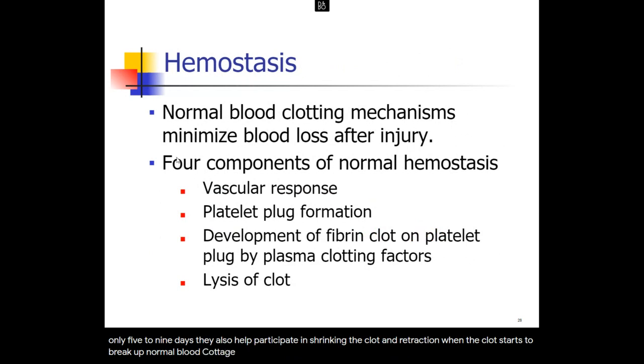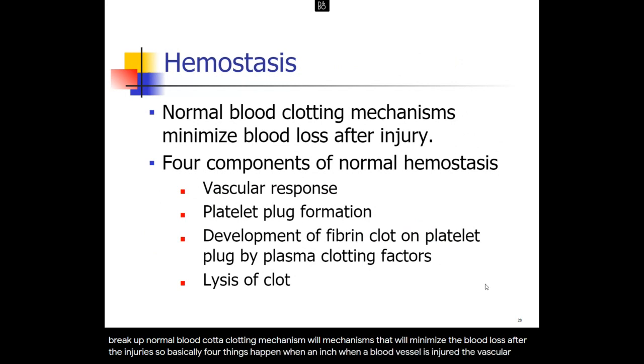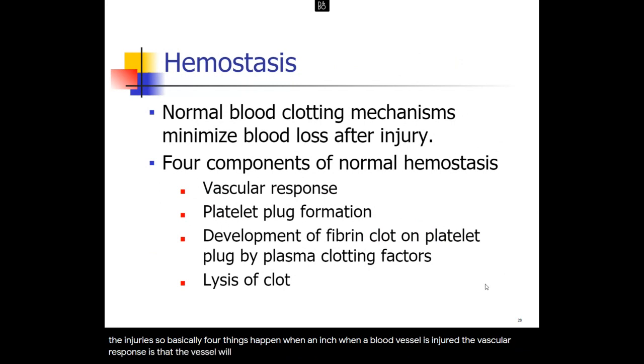Normal blood clotting mechanisms will minimize the blood loss after the injury. So basically 4 things happen when a blood vessel is injured. The vascular response is that the vessel will constrict. That leaves a smaller area for the platelets to create their plug. Once the plug is there, the fibrin is going to start being laid down by the clotting factors.